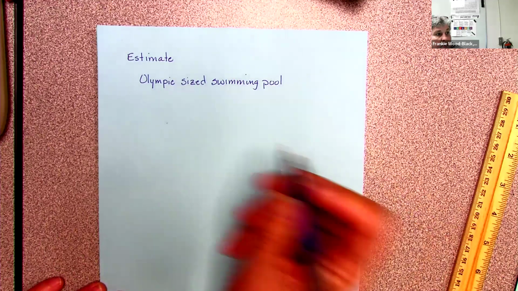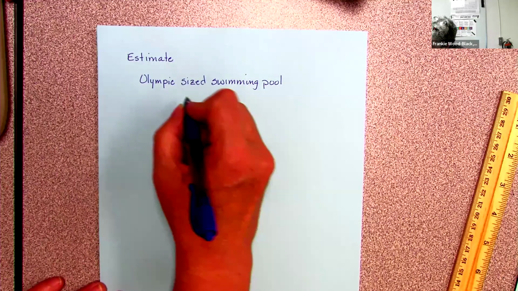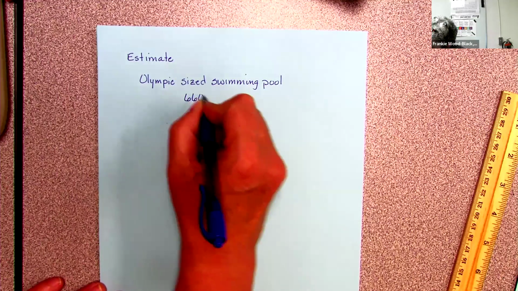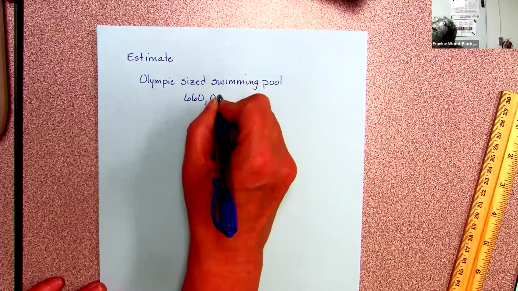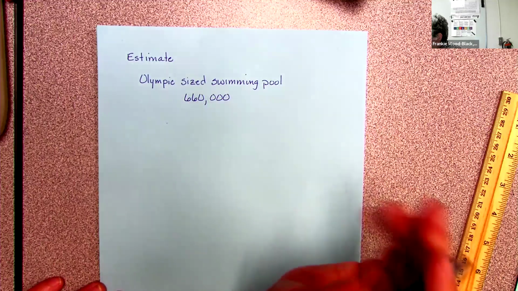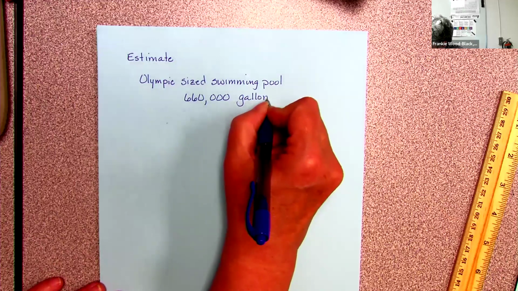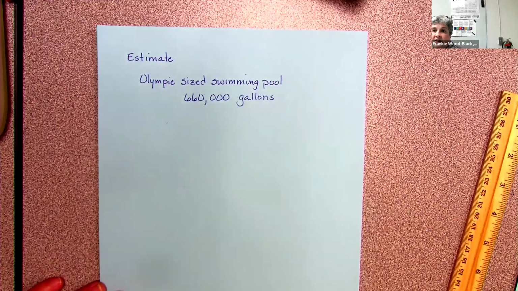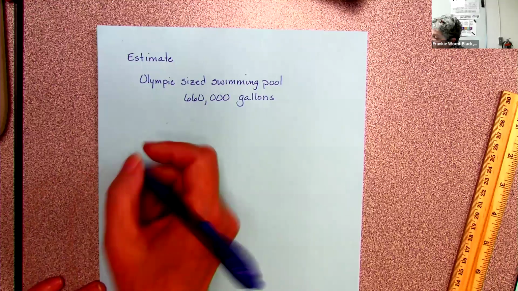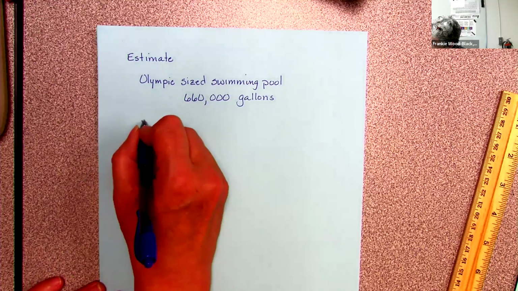An Olympic-sized swimming pool contains approximately 660,000 gallons. So that's what an Olympic swimming pool has. Let's figure out, it's always fun, let's do it for a normal bathtub.